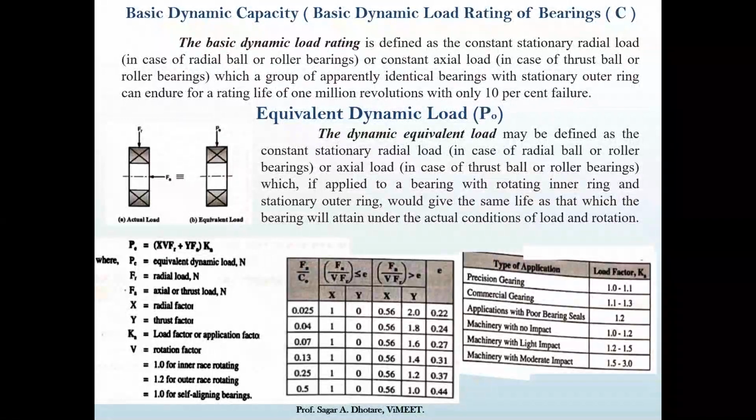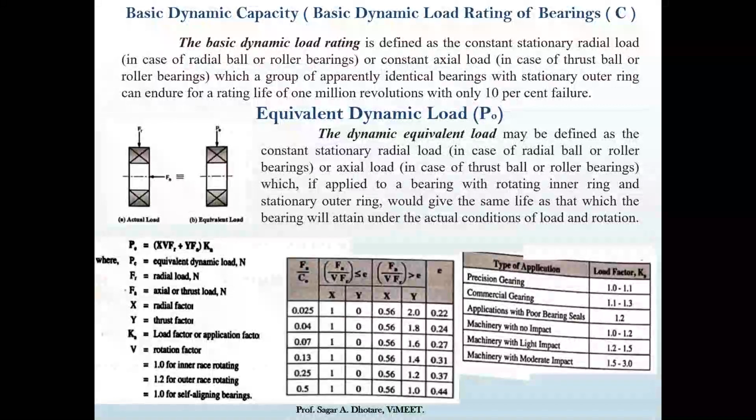Okay, so in the dynamic load condition, how can we define the dynamic capacity? When we consider an imaginary radial load which is constantly applied at a particular point, which a group of apparently identical bearings with a stationary outer ring can endure, or can change its shape for a rating life of 1 million revolutions with only 10% failure, then we can say it is a dynamic load.